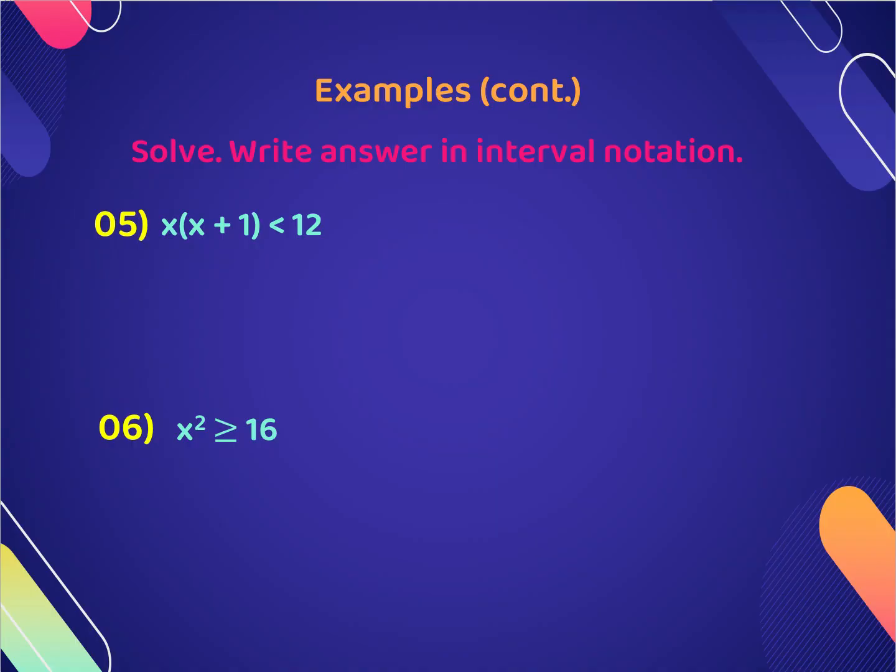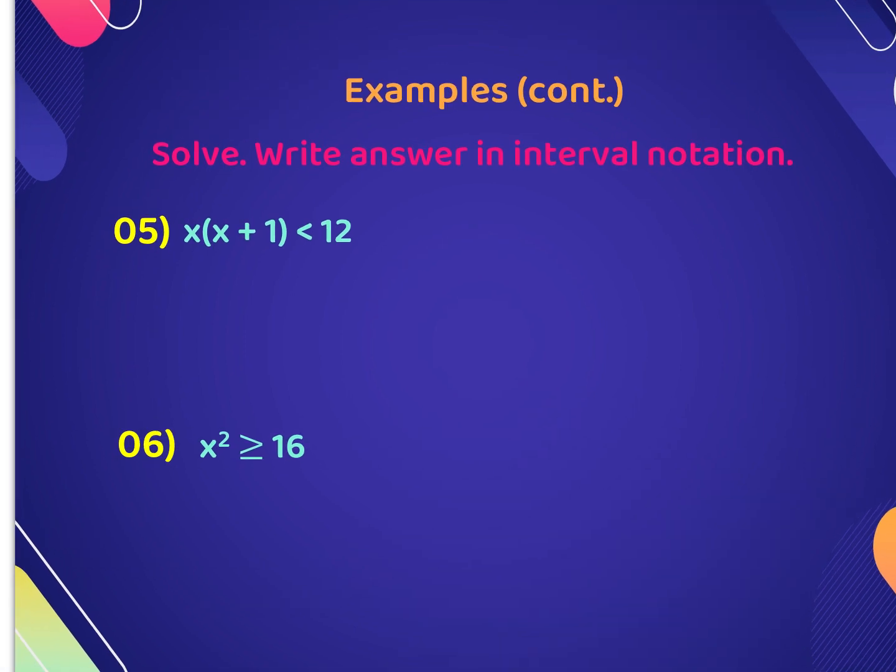So we're going to just keep doing more and more practice with this. Now here, notice that it's not equaling 0, right? So I'm going to have to move the 12 over. So first of all, let me just distribute that. I'm going to get x squared plus x, and then -12 is less than 0, right? Now I'm going to make it equal to 0.